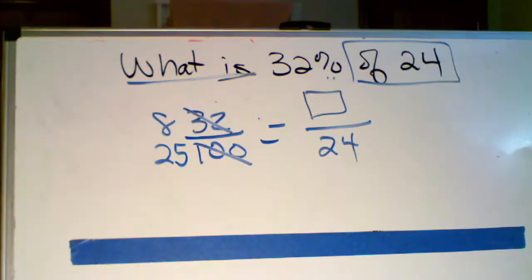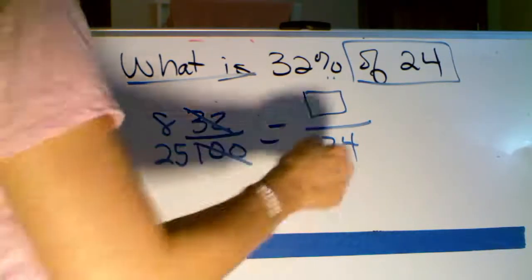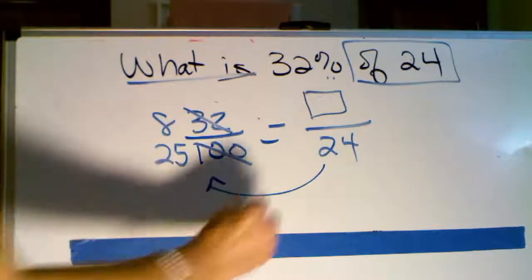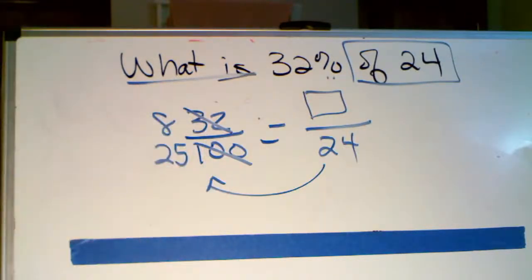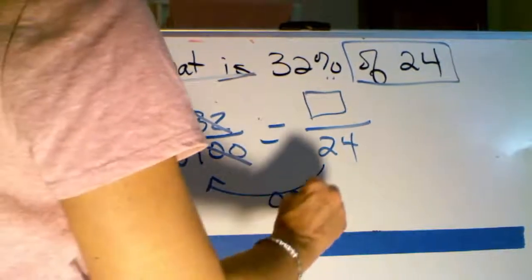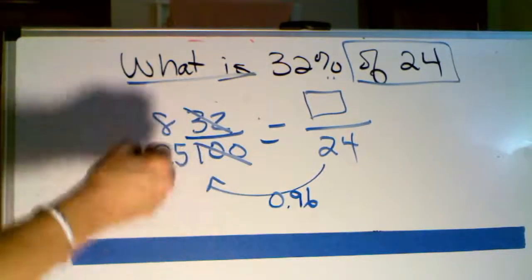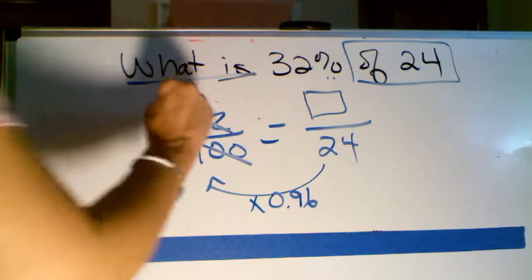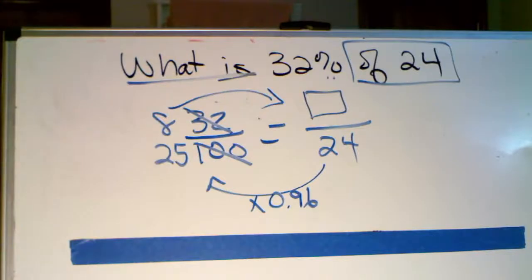Now, there is nothing that I can multiply 25 by to get 24. But I'm going to divide them. So what I'm going to do is I'm going to go backwards. I'm going to divide 24 by 25, and let's see what we get. So 24 divided by 25 is 0.96. Which means I multiply 25 times 0.96 to get 24. So that means I'm going to multiply 8 by 0.96 to get that value. So 0.96 times 8 gives me 7.68.